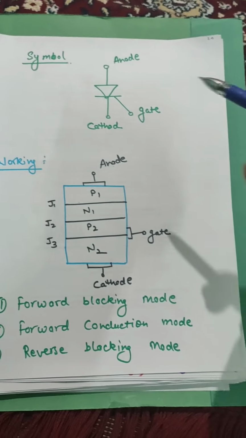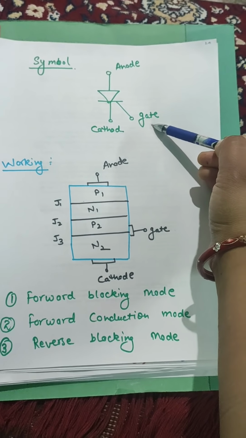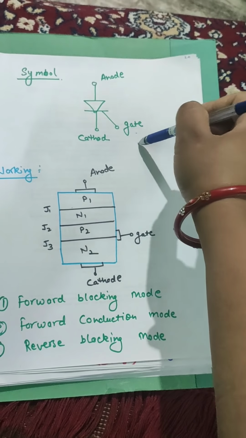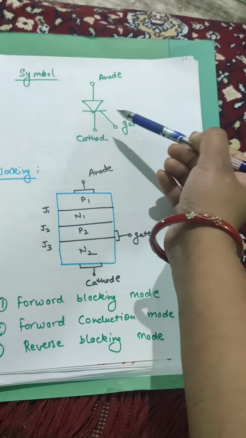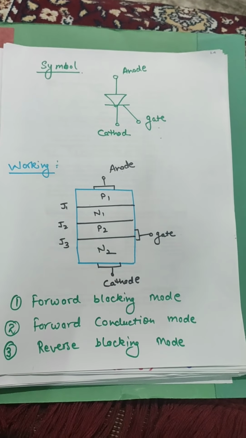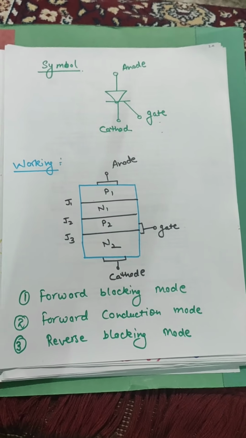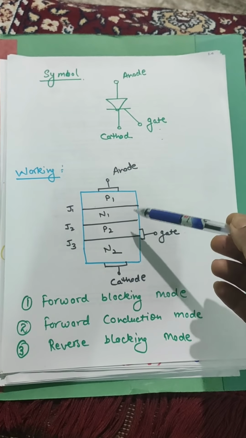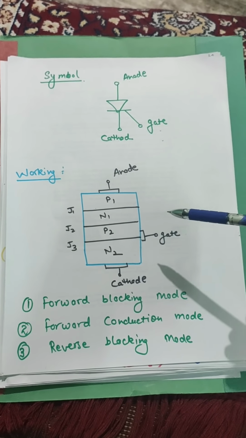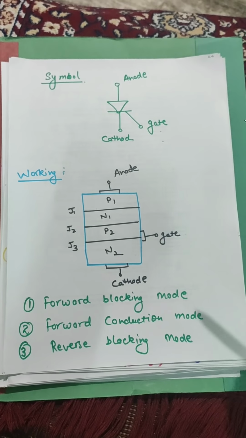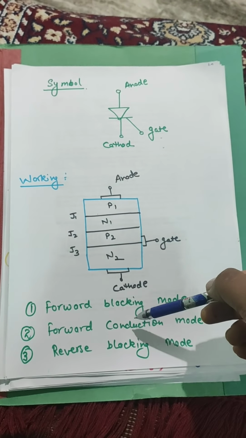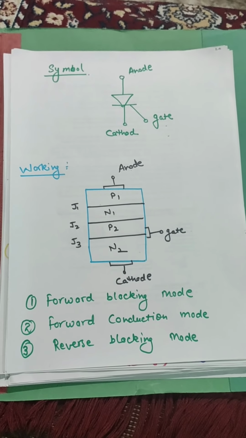So this is the symbol of SCR. It is basically a PN junction diode with a gate terminal: anode, cathode and gate. As we all know, it is a 4 layer, 3 junction, 3 terminal device. It works in 3 conduction modes: forward blocking mode, forward conduction mode and reverse blocking mode.